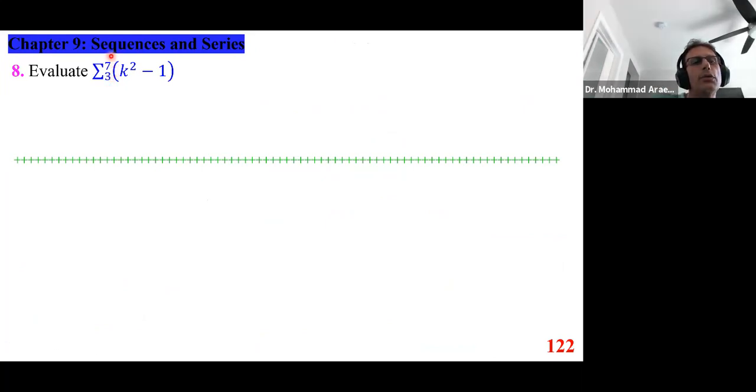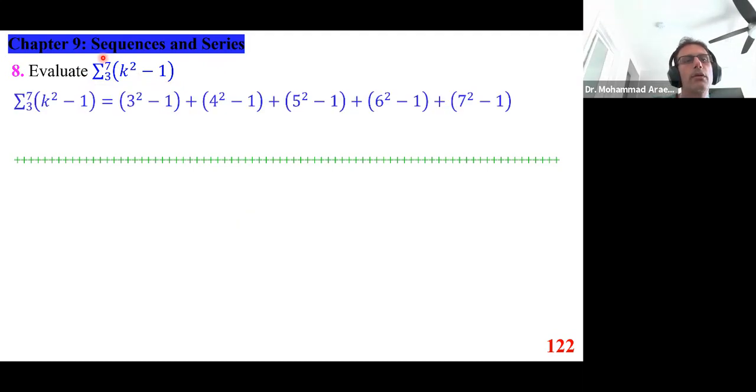Summation of k squared minus 1 from 3 to 7. We want to evaluate this, which means you replace the k with the very first number, 3, plus then the next number, 4, 5, 6, all the way to the last number, the top limit. So the lower limit is 3, you plug in and add up all the way to the upper limit, which is 7. So 3 squared minus 1 plus 4 squared minus 1 plus 5 squared minus 1 plus 6 squared minus 1 plus 7 squared minus 1.